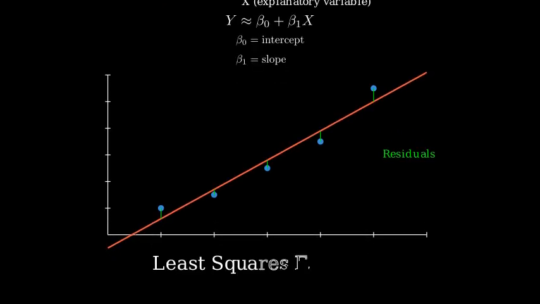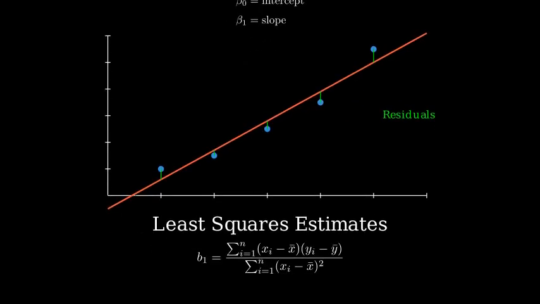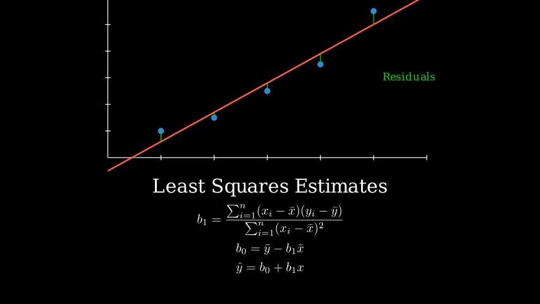The least squares method gives us formulas to estimate the slope and intercept. For the slope beta 1, we divide the sum of products of deviations of x and y from their means by the sum of squared deviations of x from its mean. For the intercept beta 0, we use the formula beta 0 equals y bar minus beta 1 times x bar.